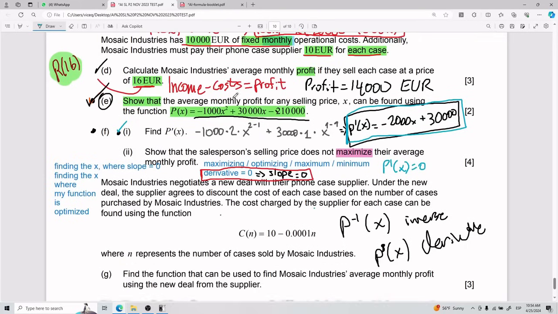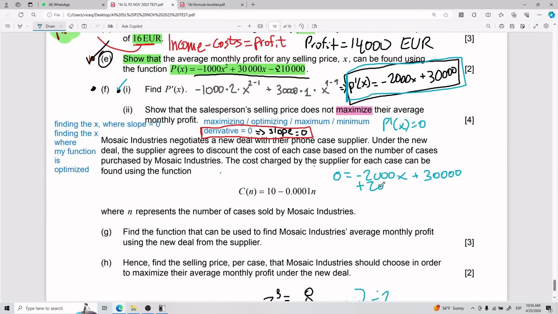Okay, and if this equals 0, basically what you're saying is that 0 equals -2000x plus 30,000. And how do you get x from here? Well, you can add 2000x to both sides. So 2000x equals 30,000. You divide by 2000 to get x alone. x has to equal, quick maths, 15. So at x equals 15 is your maximum.